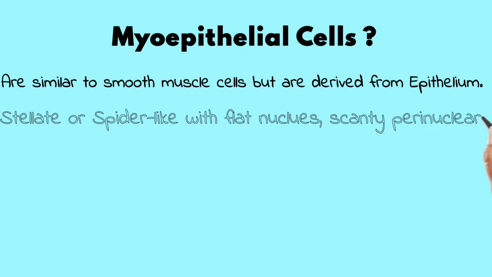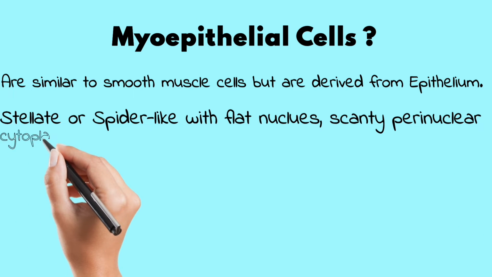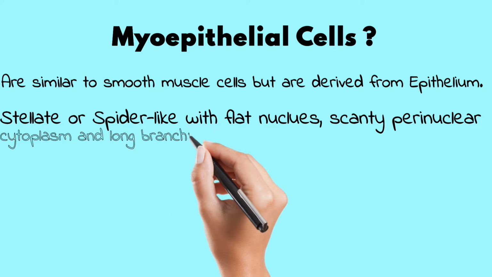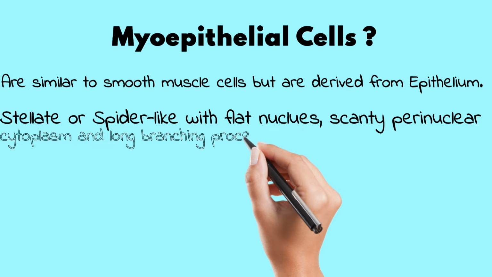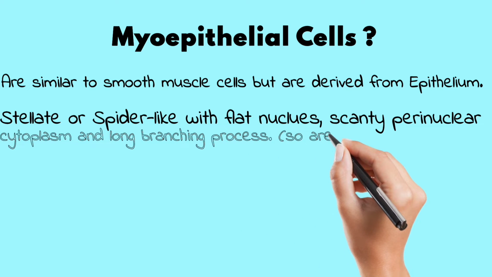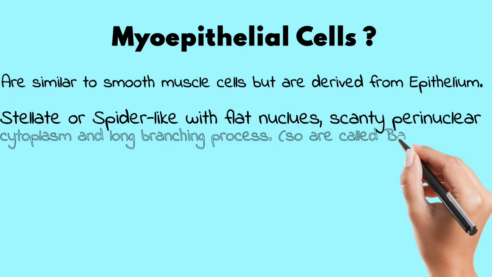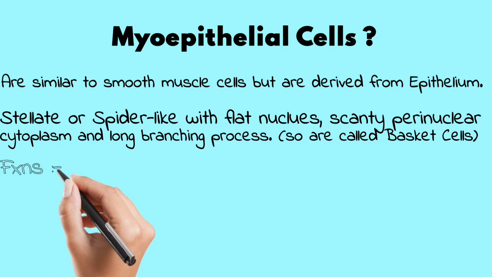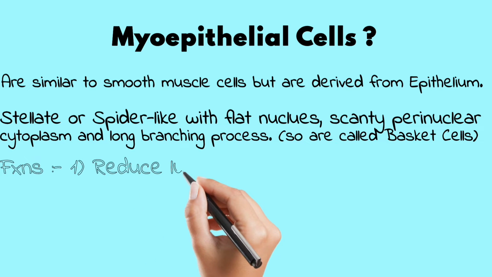These cells are located around the terminal secretory unit, or the acinus, of the ductal system. Also, these cells are stellate or spider-like with a flattened nucleus, scanty perinuclear cytoplasm, and long branching processes.